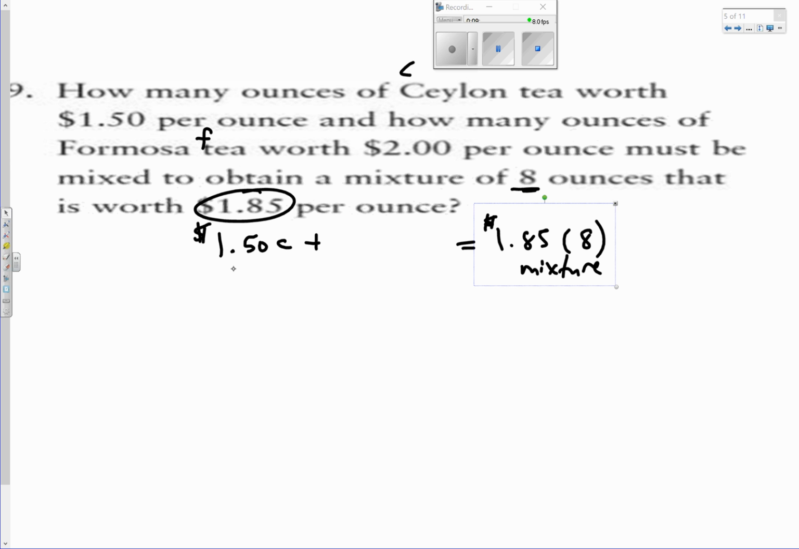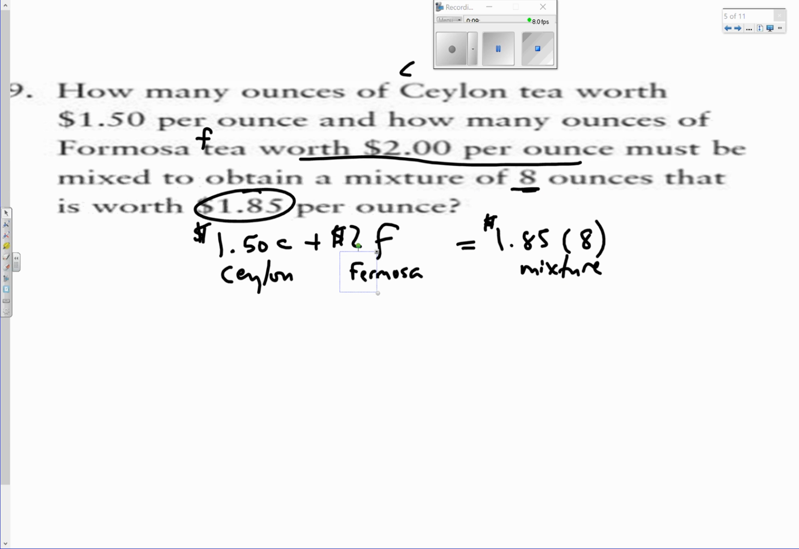So this is for the Ceylon. And then if we keep reading, how many ounces, we don't know, right? Formosa tea worth $2 per ounce. So we know the cost is going to be $2, so we could write that down, $2. And we don't know how many ounces there are for the Formosa tea, so we're just going to call it F. So this is Formosa.